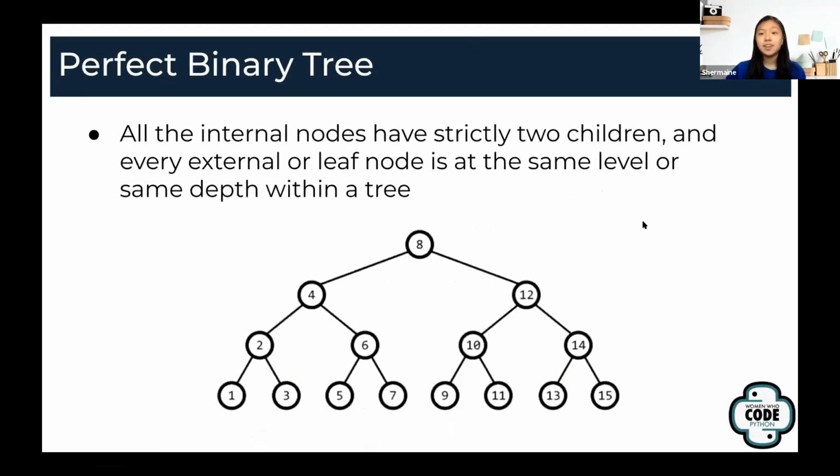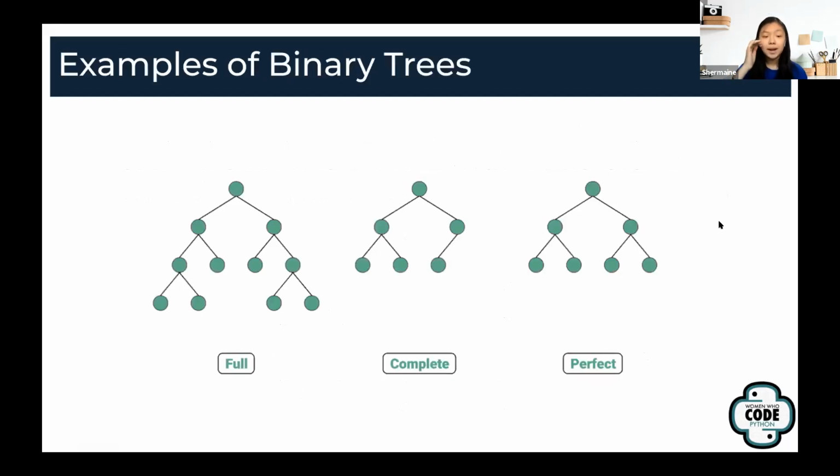Next, we move on to a perfect binary tree, where all the internal nodes have strictly 2 children, and every external or leaf node is at the same level or same depth within a tree. So this is how a perfect binary tree should look like. All of them have strictly 2 children, and those without children are all at the same level, which is where 1, 3, 5, 7, 9, 11, 13, and 15 are at. So here's a quick comparison between full binary tree, complete binary tree, and perfect binary tree.